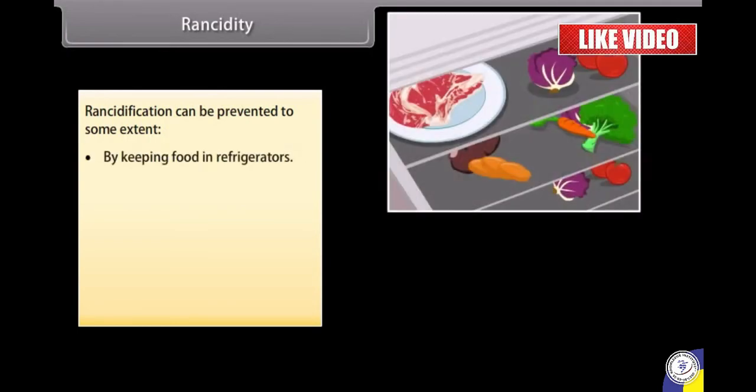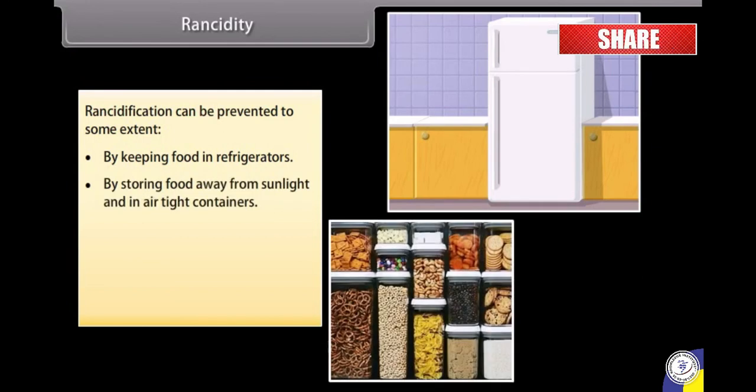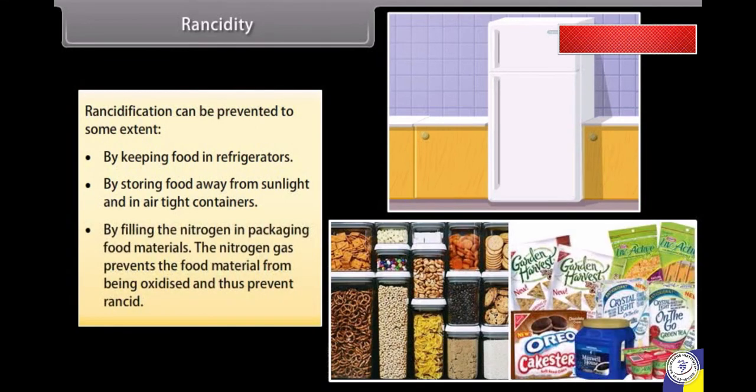Rancidification can be prevented to some extent by keeping food in refrigerators, by storing food away from sunlight and in airtight containers, and by filling nitrogen in packaging of food materials. The nitrogen gas prevents the food material from being oxidized and thus prevents rancidity.